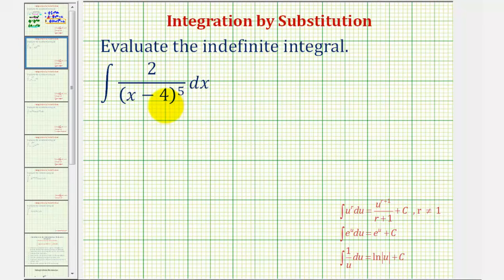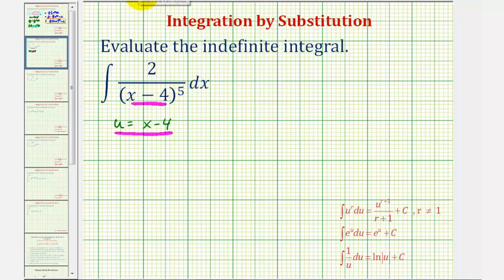Looking at our integral, notice how we have a composite function, which means normally we let u equal the inner function, or in this case, the inner function would be x minus 4. So if we let u equal the quantity x minus 4, notice using this equation, our denominator would now just be u to the fifth.